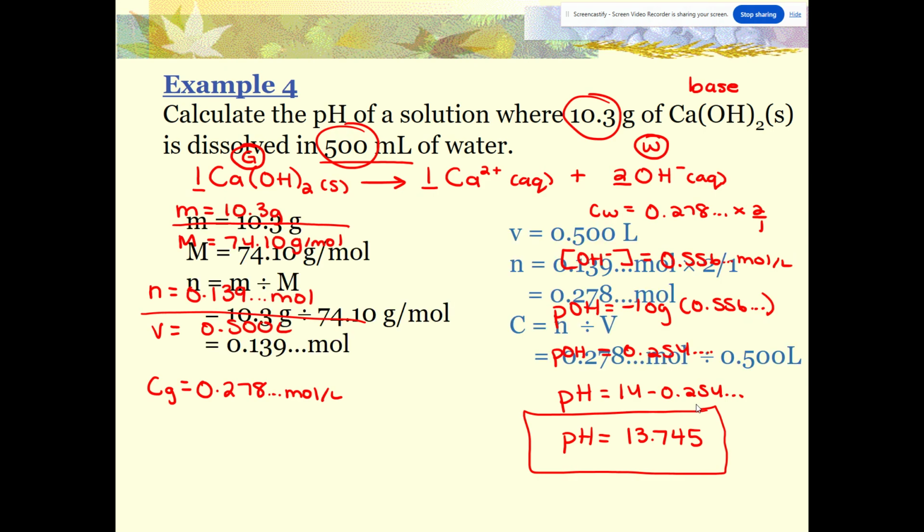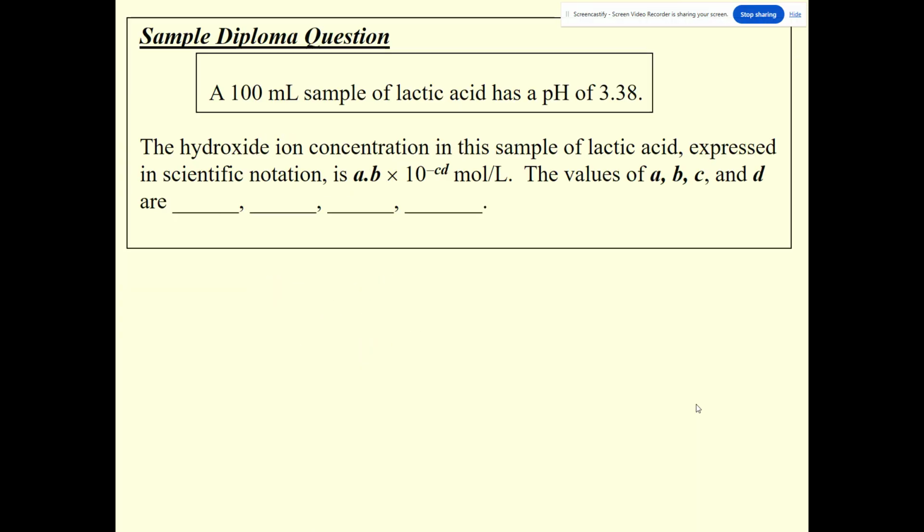I have a couple of sample diploma questions, and then that's it for this review. So let's say you're asked to find the hydroxide ion concentration. I know in order to do that, I can go 10 to the negative pOH. Except I don't have pOH, I have pH, but very easily I can get pOH by subtracting it from 14. pOH equals 14 minus 3.38. 14 minus 3.38 gives us a value of 10.62 for our pOH.